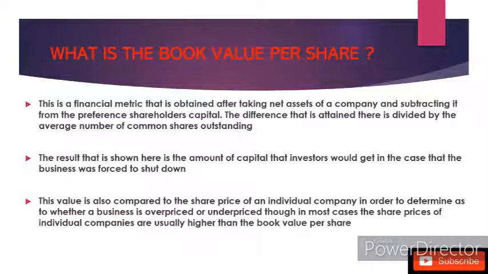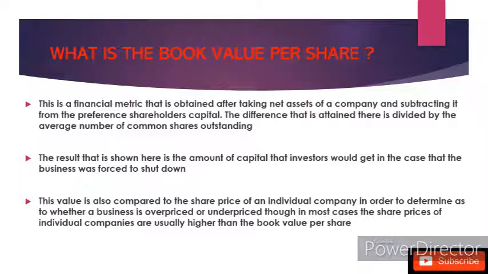So starting off by defining what the book value per share is. Now, this is a financial metric that is obtained after taking net assets of a company and subtracting the preference shareholders' capital. The difference obtained there is divided by the average number of common shares outstanding. So then the net assets is, in other words, shareholders' equity or book value. It's the same thing. Now, the shareholders' equity recorded by a business on its statement of financial position minus the value of preferred equity and represented on a per share basis. So that is what the book value per share is.